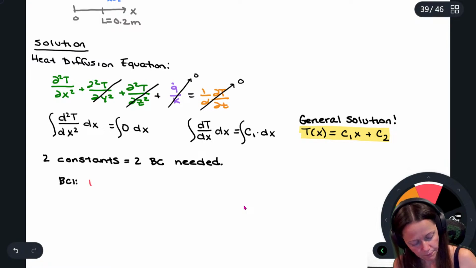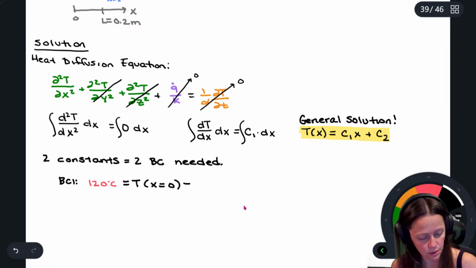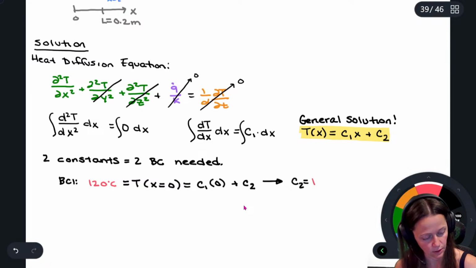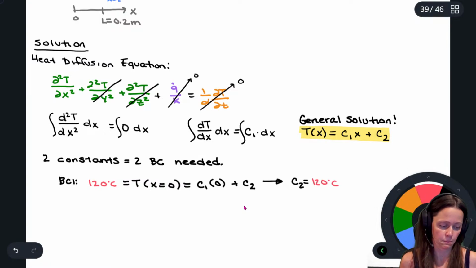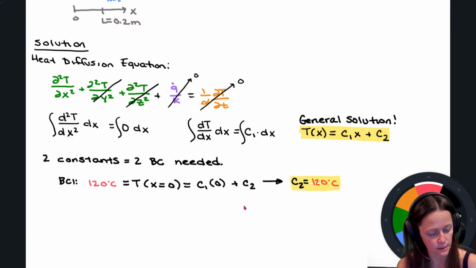120 degrees is the temperature at x equals 0. And looking at my general solution, that would be C1 times 0 plus C2. And so C2 ends up being 120 degrees. Perfect. Highlight that, that's kind of nice.